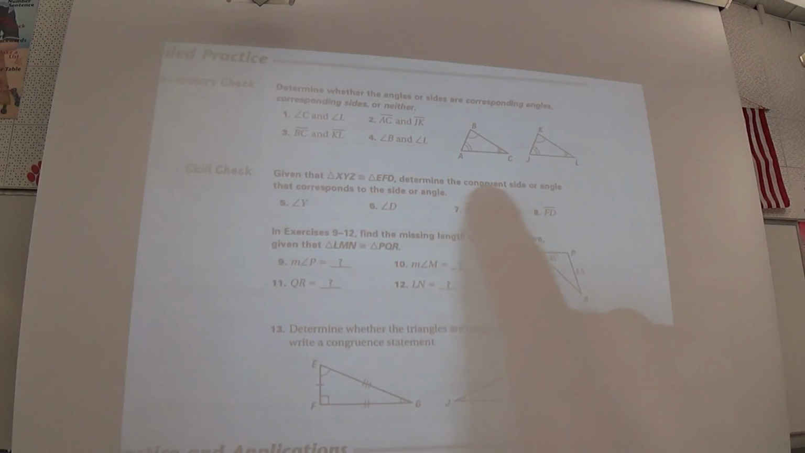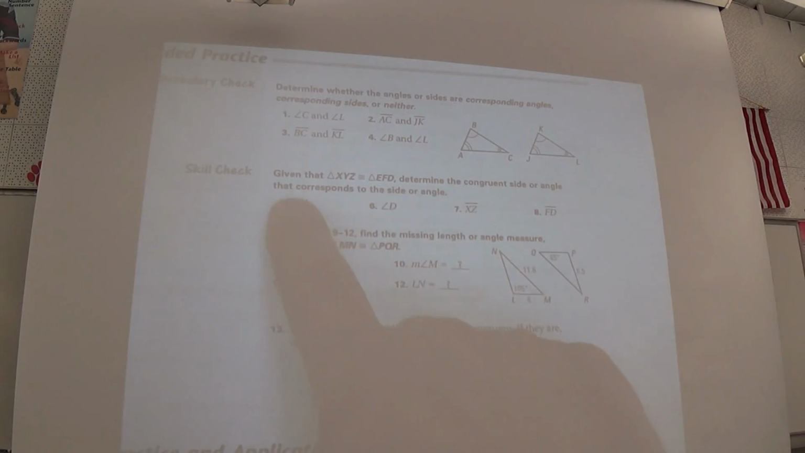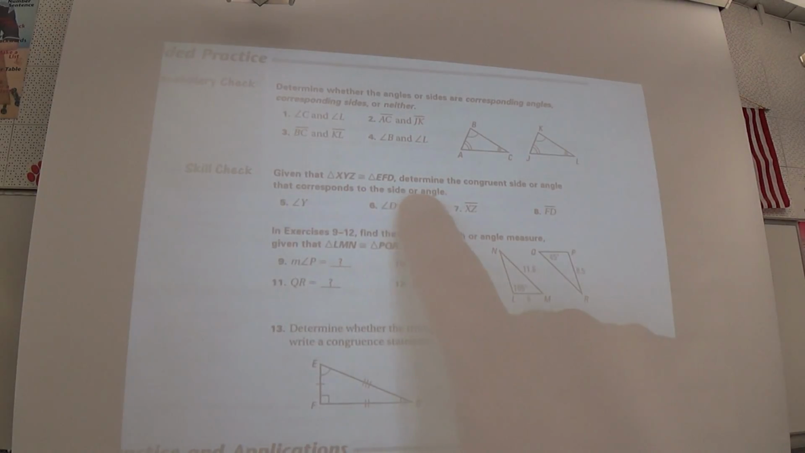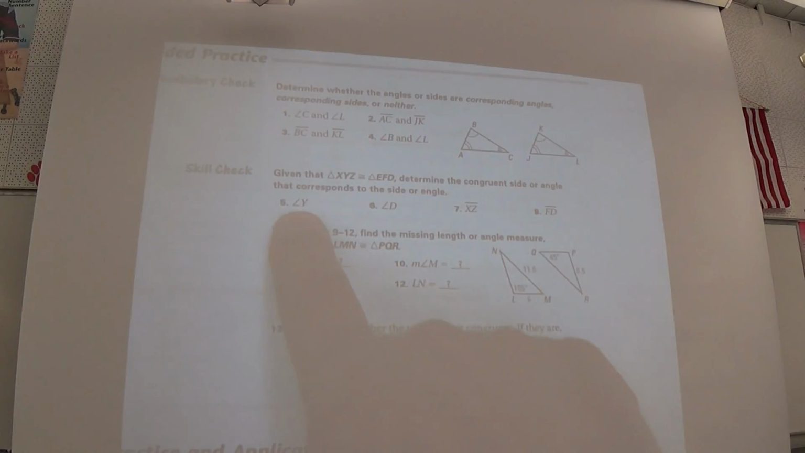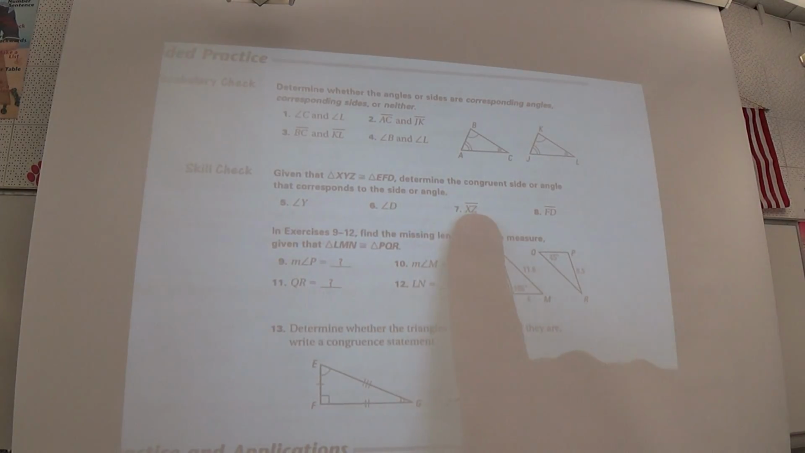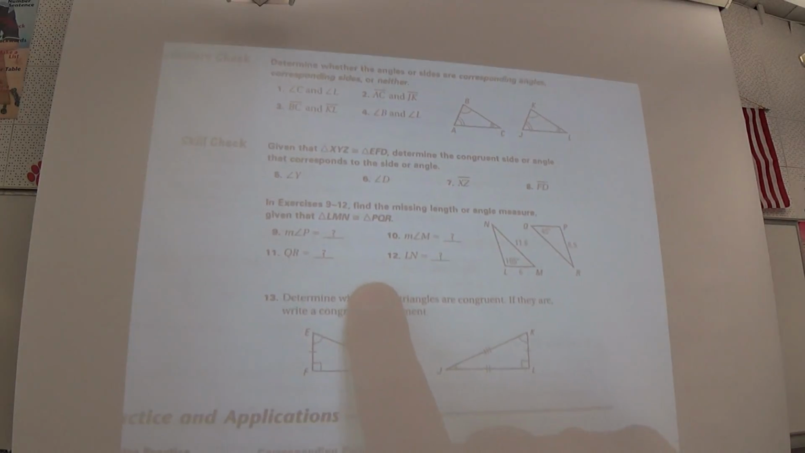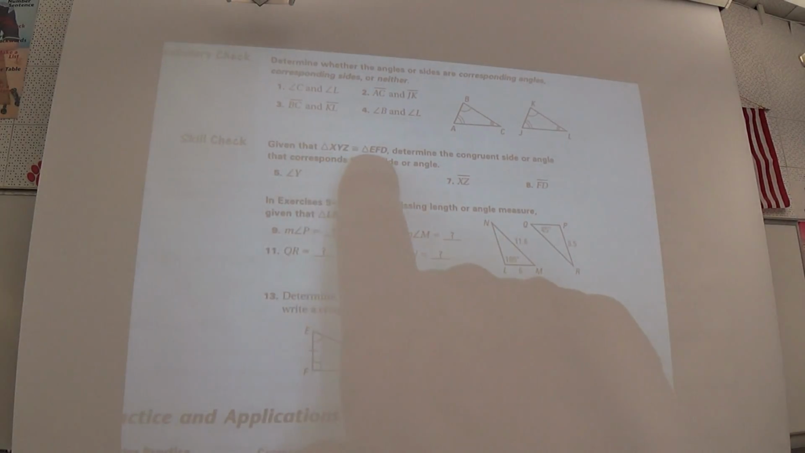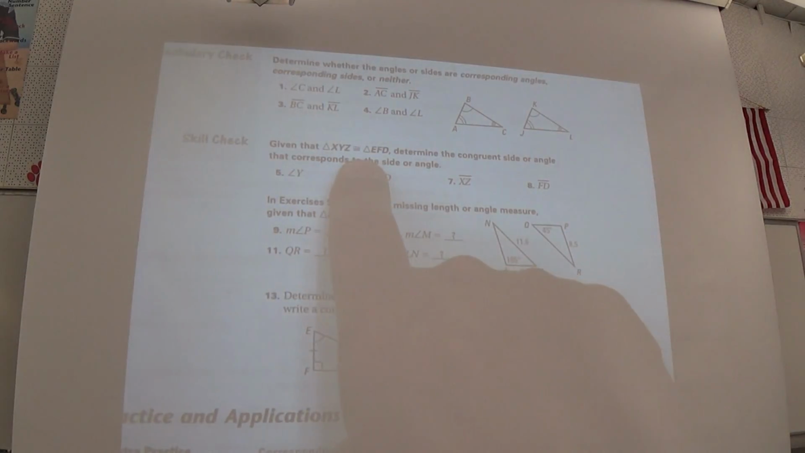Determine the congruent side or angle that corresponds to the side or angle. So here's an angle, you want to find its corresponding angle. Here's an angle, you want to find its corresponding angle. Here's a side, you want to find its corresponding side. Any questions on using this part to determine corresponding parts of congruent triangles?